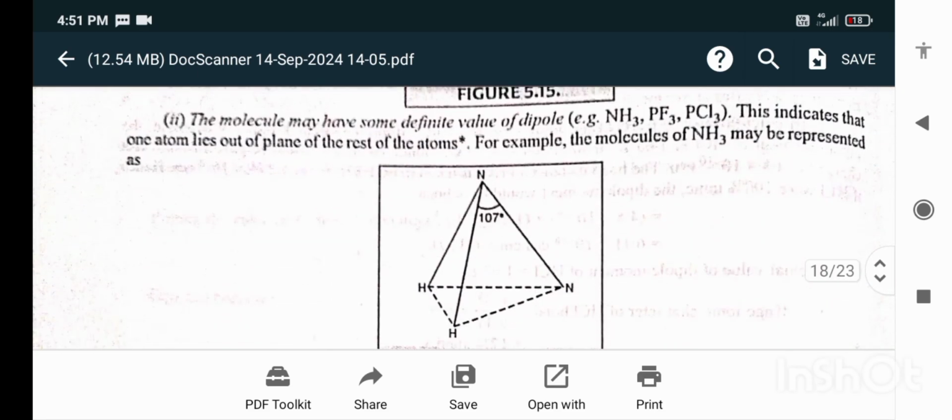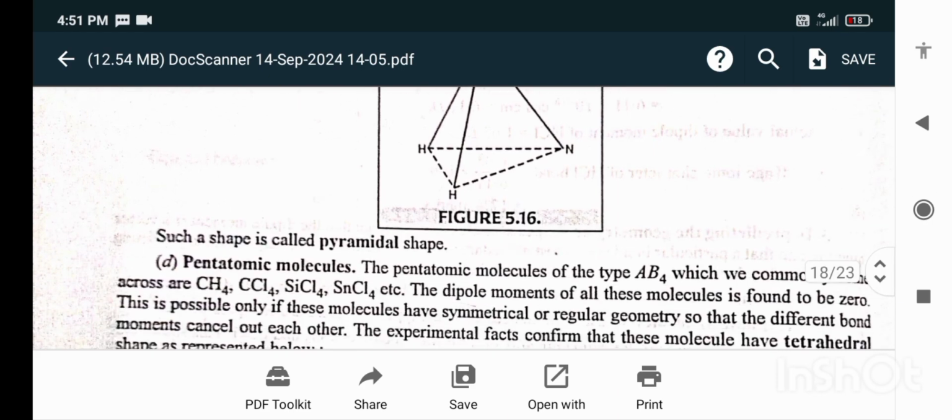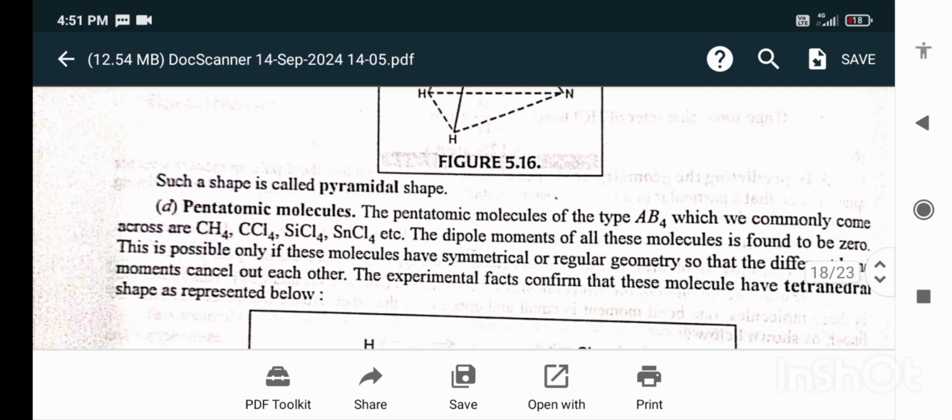The molecules may have some definite value of dipoles. This indicates that one atom lies out of the plane of the rest of the atoms. For example, the molecule of ammonia may be represented as such. Such a shape is called pyramidal shape.